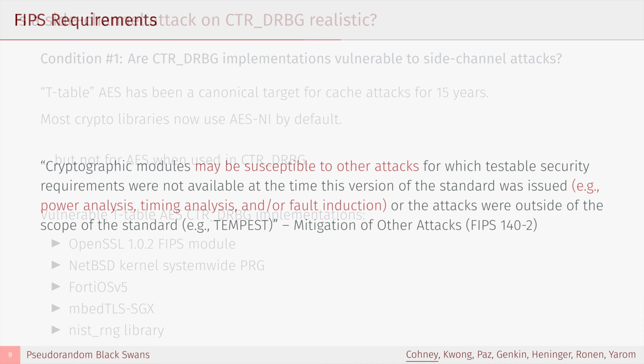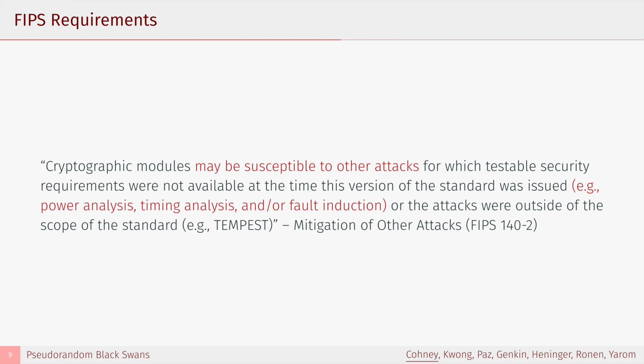This is not entirely surprising, given the way that FIPS discusses side-channel vulnerabilities. FIPS 140, which up until September was the most recent version, permits the certification of modules with known side-channel vulnerabilities. To quote the standard, "cryptographic modules may be susceptible to other attacks, e.g. power analysis, timing attacks, and/or fault induction." It also goes on to note that requirements for mitigating these flaws are not available, and are otherwise outside the scope of the standard. Therefore, it's unsurprising that SP 800-90, which is part of FIPS, doesn't include side channels within its threat model.